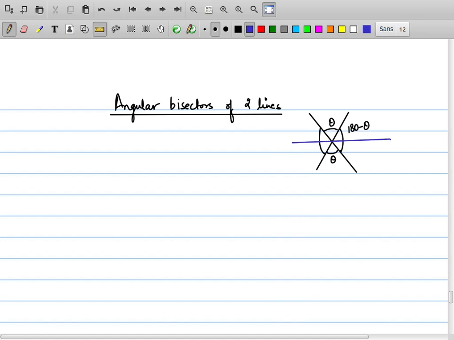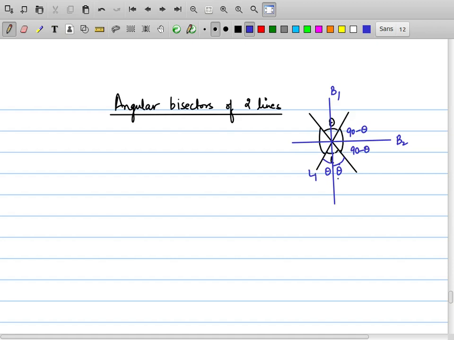This is the angular bisector, a line which will bisect this angle, and there will be two such lines. This is bisector 1 and this is bisector 2. What is it doing? It is bisecting this angle. Now if this is theta, this would be theta by 2, this is also theta by 2. To avoid this fraction, let's take this as 2 theta. This is theta and this is theta, and if this is 2 theta, this whole angle will be 180 minus 2 theta. Therefore this would be 90 minus theta and 90 minus theta.